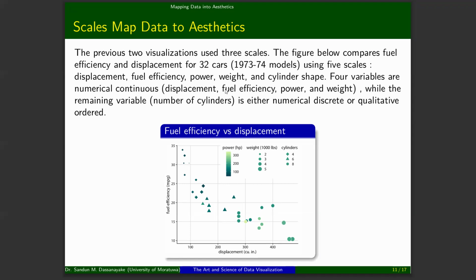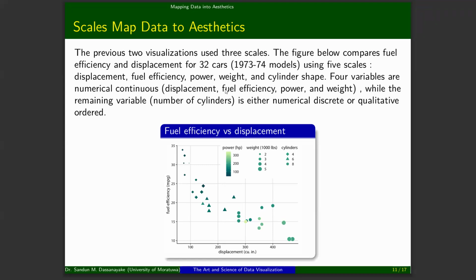Excellent. Yeah, cylinder type is shape, cylinder weight is size. That's what I wanted. So you can see the data has been linked to the visuals, the aesthetics, and the weight of the car is being linked with the size of the circle. So you have a circle, but the circle size indicates the weight, right?